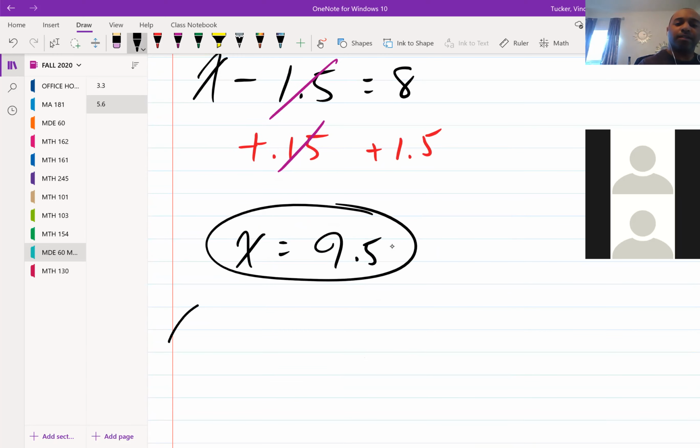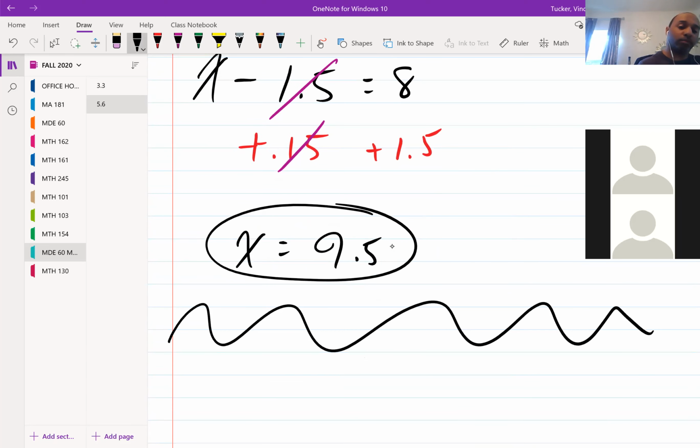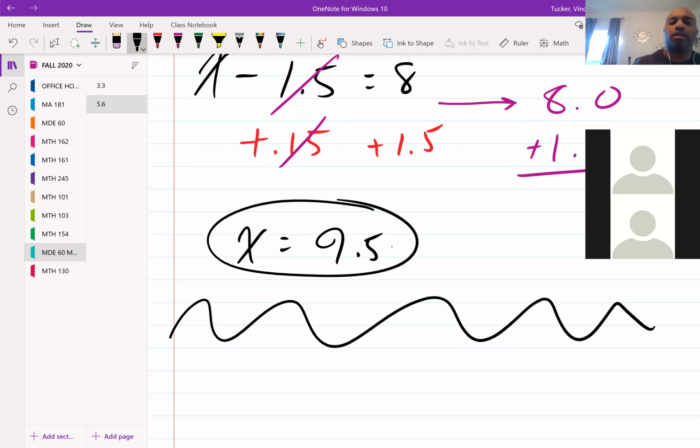Quick question. When we do this and we have a whole number and a decimal, it's okay to just straight add it down? Mm-hmm. Because when you look at what you would do here, this would be 8.0 and 1.5. Yes, you line up your decimals. That'll take you there.